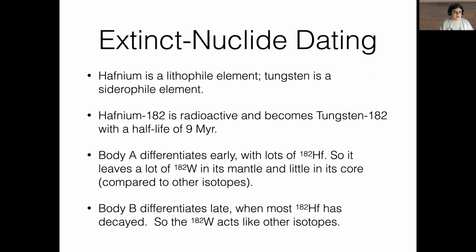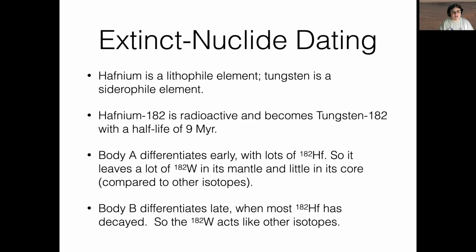Now, why is this important? Well, because this is going to tell us something about when the cores of planets form. So let's pick another radioactive decay: hafnium-182 to tungsten-182. Now, hafnium is what's called a lithophile element. That means it chemically likes to hang around with silicon and oxygen and aluminum and magnesium and the elements that make up rocks. Tungsten is what's called a siderophile element. That means chemically it likes to hang around with iron and nickel, the stuff that would sink down to the Earth's core.